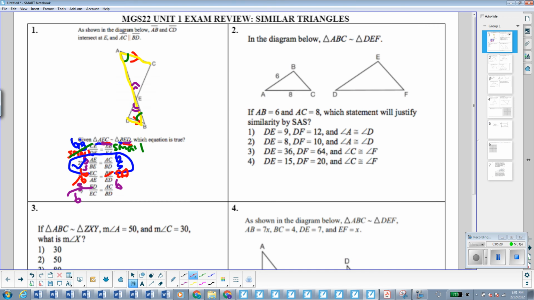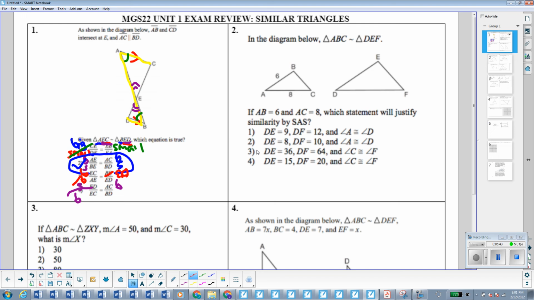Taking a look at question number 2, we're told that the two triangles are similar, and we need to pick which statement is going to make the triangles similar by SAS. So in order to do this, the best way to approach these kinds of multiple choice questions is by plugging in the answer choices and see which one does what it's supposed to do.